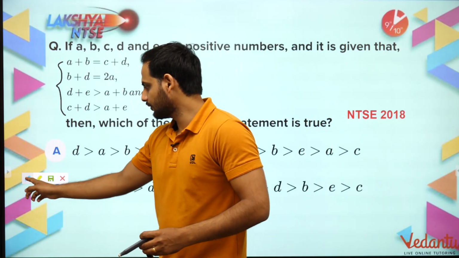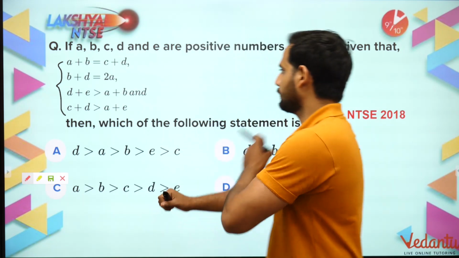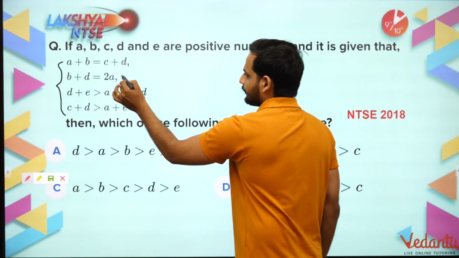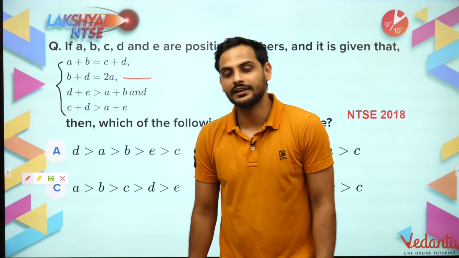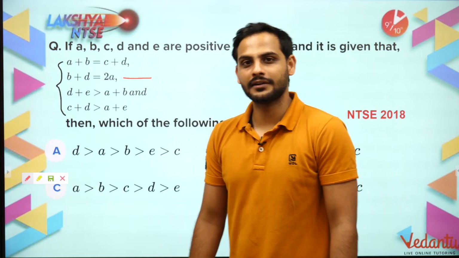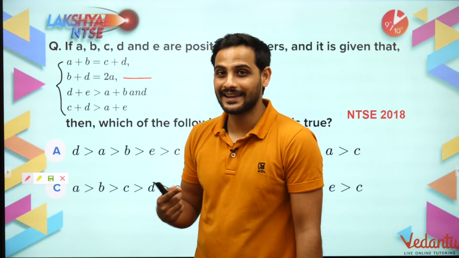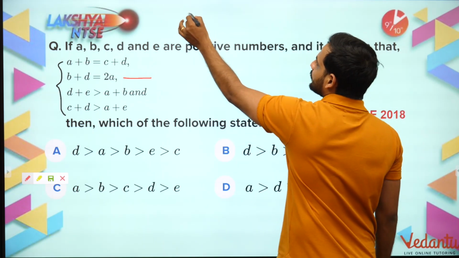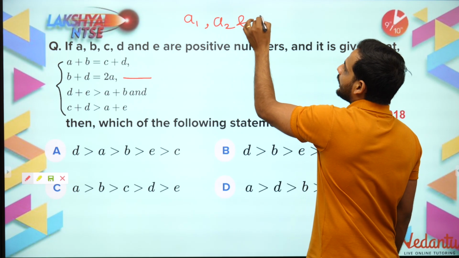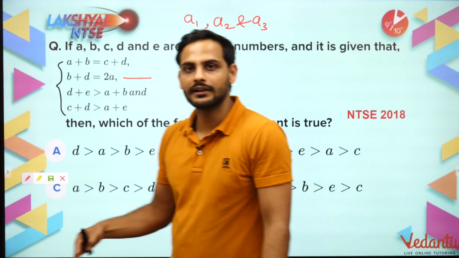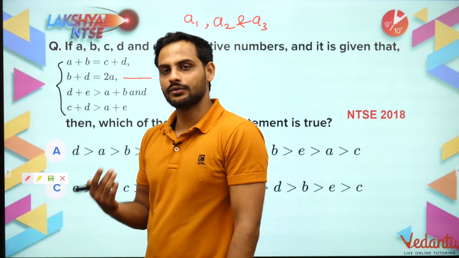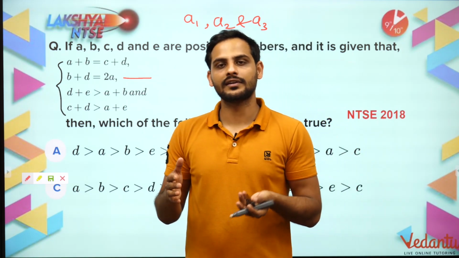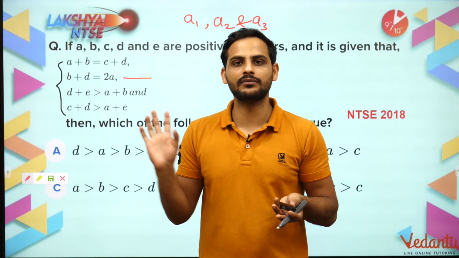You have to be very careful while using this. The first thing I can say is, if you look properly at the second equation, B plus D is equal to twice of A. Doesn't it remind you of arithmetic progression, AP? In an arithmetic progression, if three terms A1, A2 and A3 are in AP, those who are 9th graders here and don't know, AP is arithmetic progression, a kind of series where the difference between two consecutive terms is always constant.